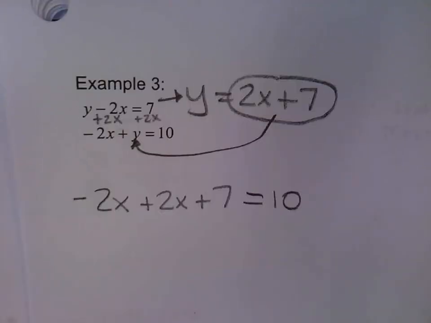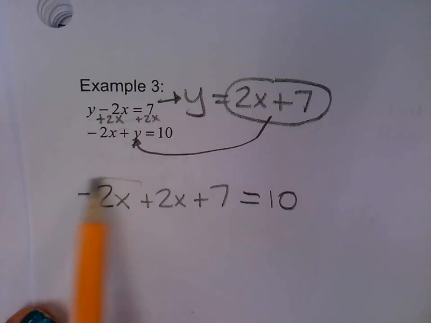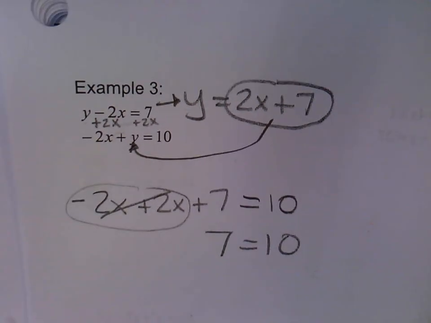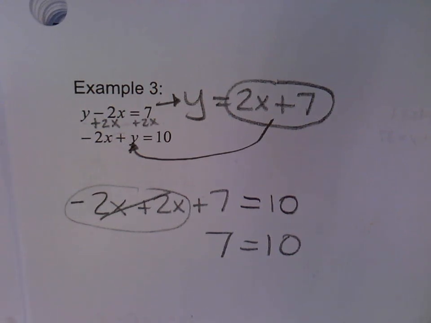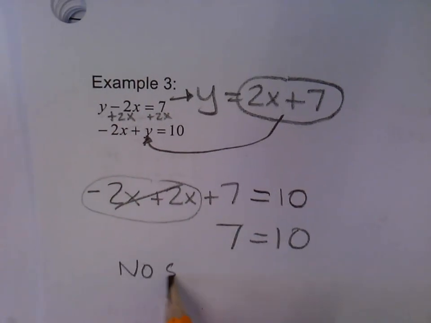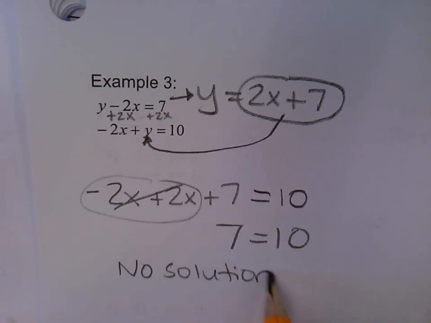What is strange that you notice happens? I have 0 x's, but I have the equation 7 equal to 10. Is that a true or a false statement? Can 7 ever equal 10? Never. So what do you think the answer is to this substitution problem? No solution. These must have been parallel lines.